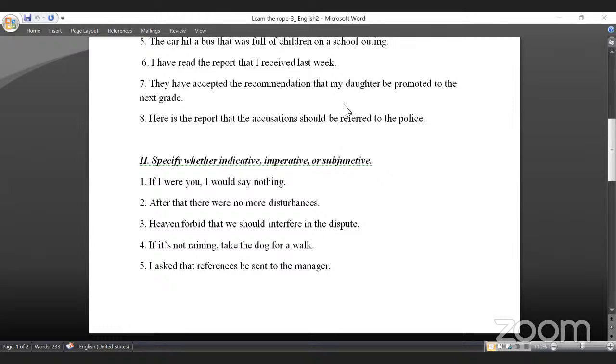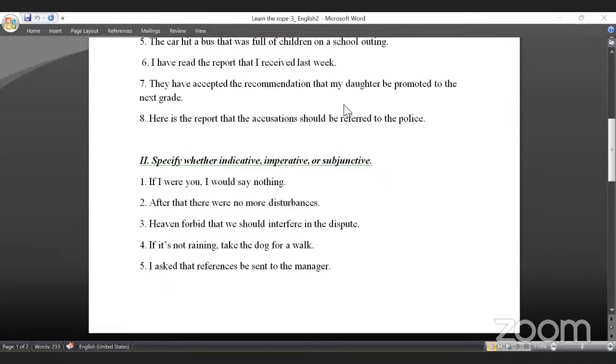But with respect to the discussion on mood itself, the sentence "If I were you, I would say nothing" is a clear case of subjunctive mood. And if it is replaced with "was," then it becomes indicative mood. Clear?